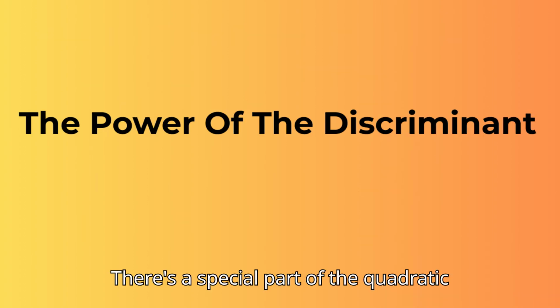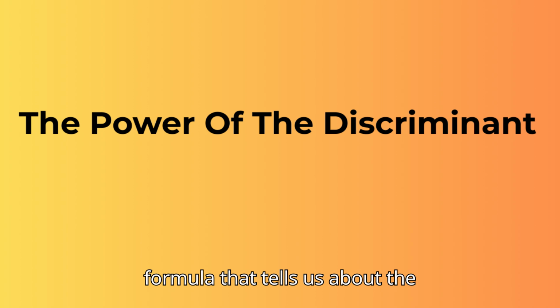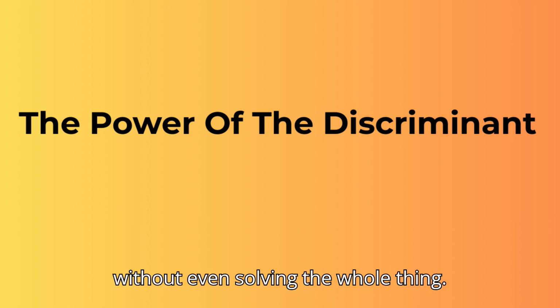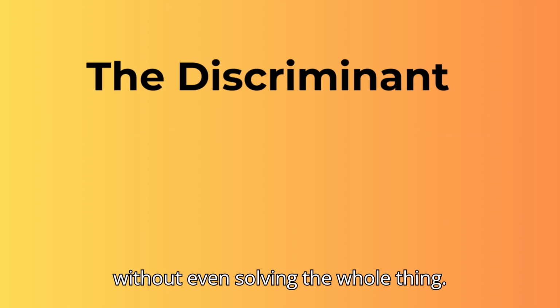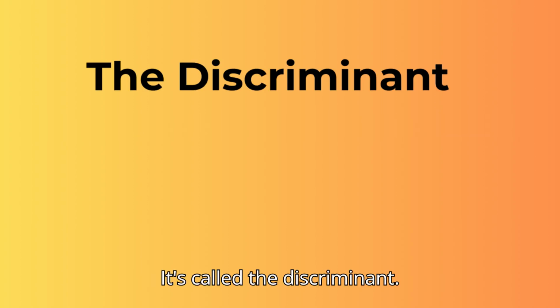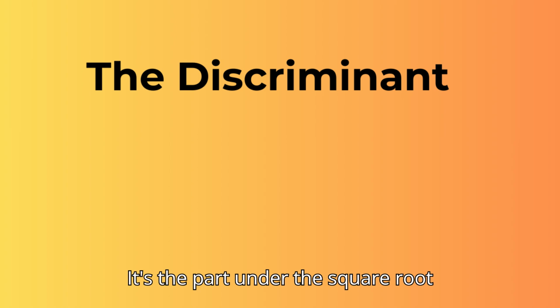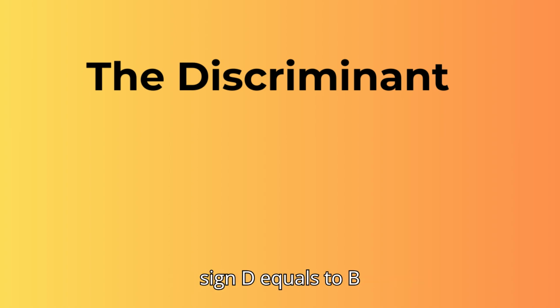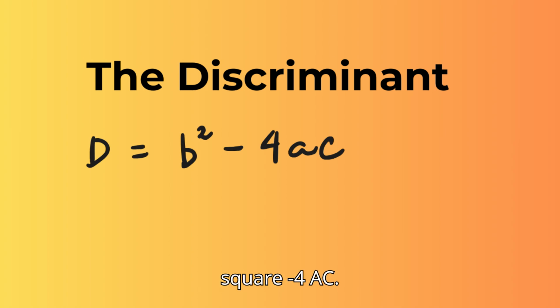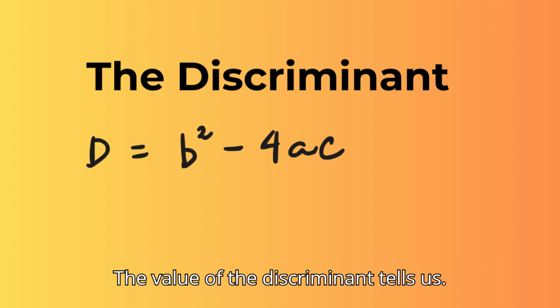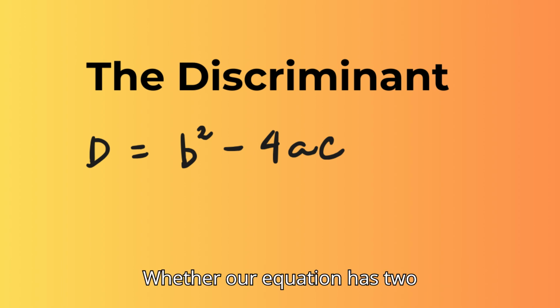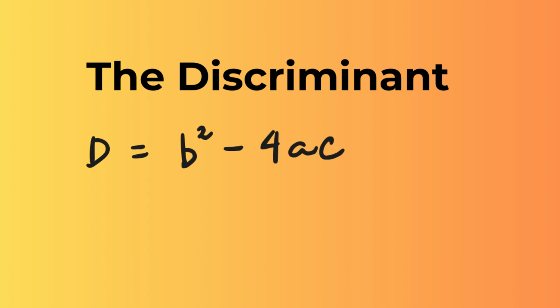There's a special part of the quadratic formula that tells us about the nature of the solutions without even solving the whole thing. It's called the discriminant. It's the part under the square root sign: D = b² - 4ac. The value of the discriminant tells us whether our equation has two solutions, one solution, or no real solutions at all.